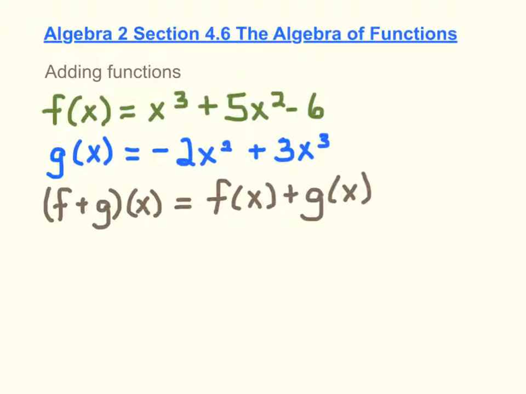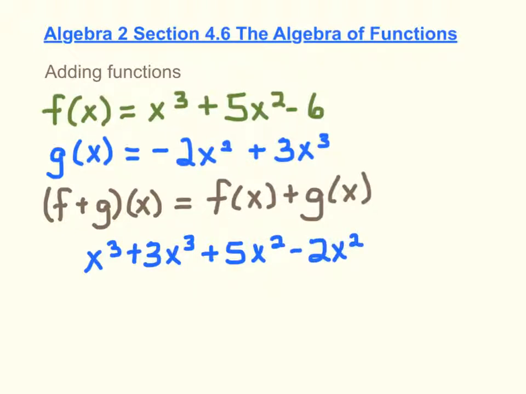We would take everything that has an x cubed term. We would take x cubed plus 3x cubed and add those because those are like terms. And we would take the 5x squared and subtract 2x squared because those both have an x squared term. And then the negative 6 doesn't have anything to combine with, but it's still part of our solution.